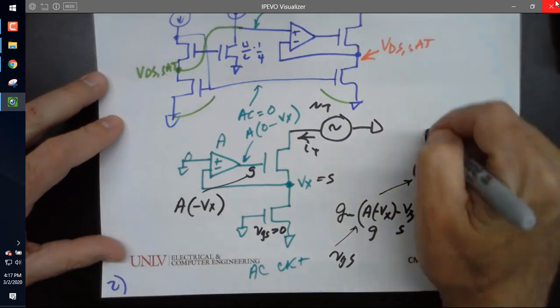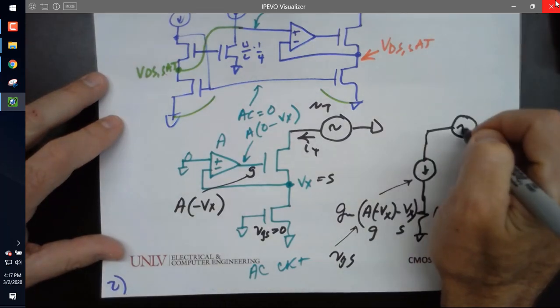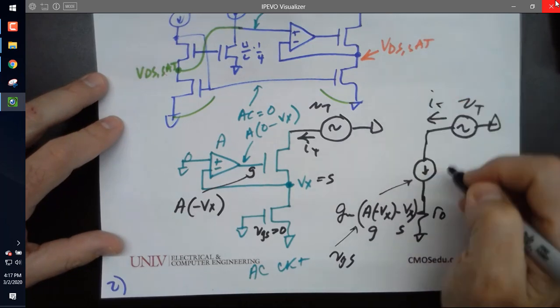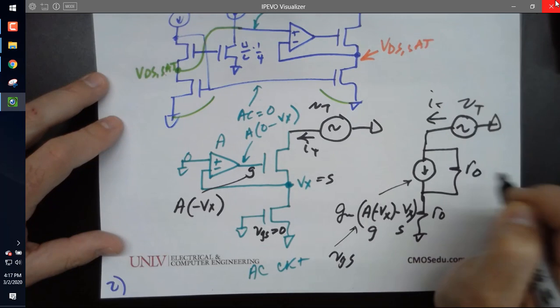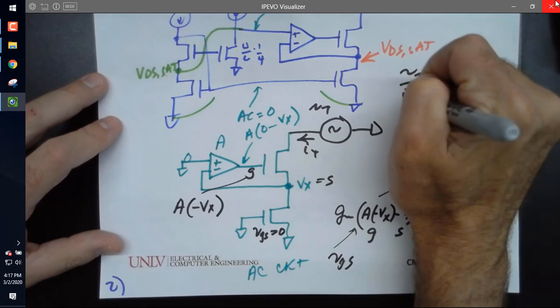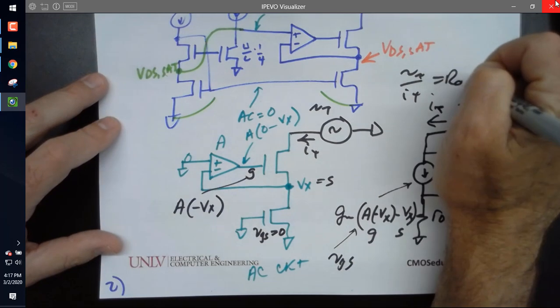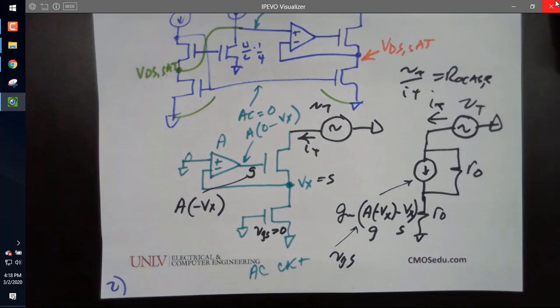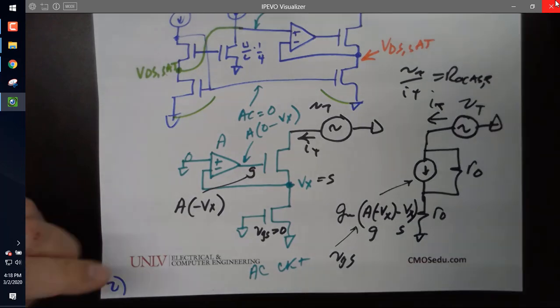All right. And then I have my V test, and then my I test, and then my R out. And then the impedance that I see is V test over I test, which is R out, cascode, enhanced, whatever. Everybody cool with that? So if you had this on a quiz and it was closed book, you'd all be able to do it, right?